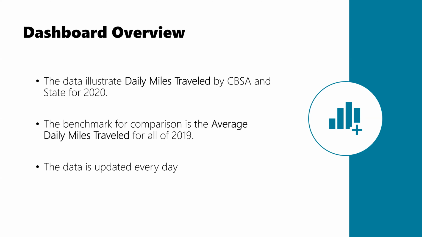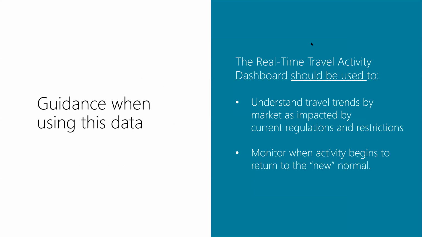And so these metrics are based upon an annual average metric of daily miles traveled. Again, these are not impression metrics. These are just daily miles traveled by CBSA and by state. And the data, again, is updated every day. So this is very awesome.